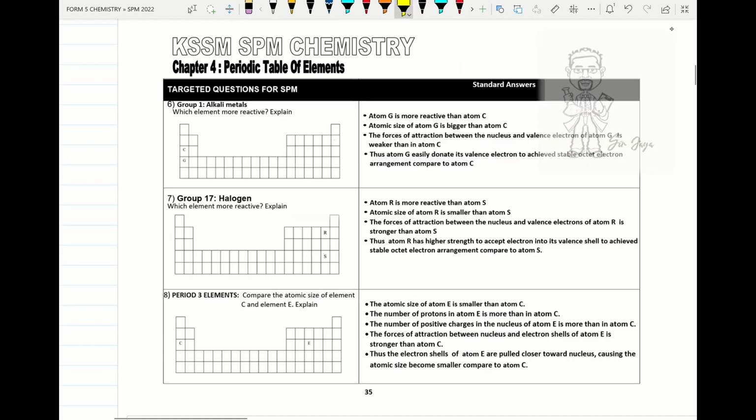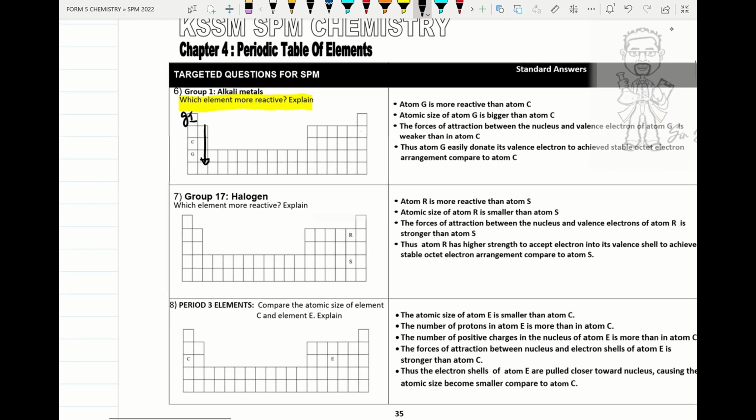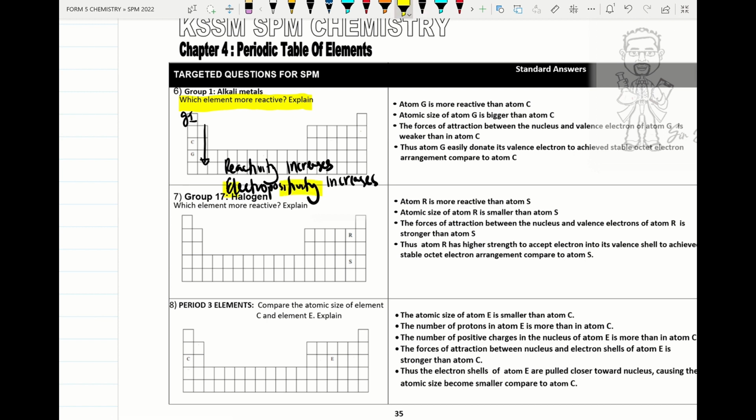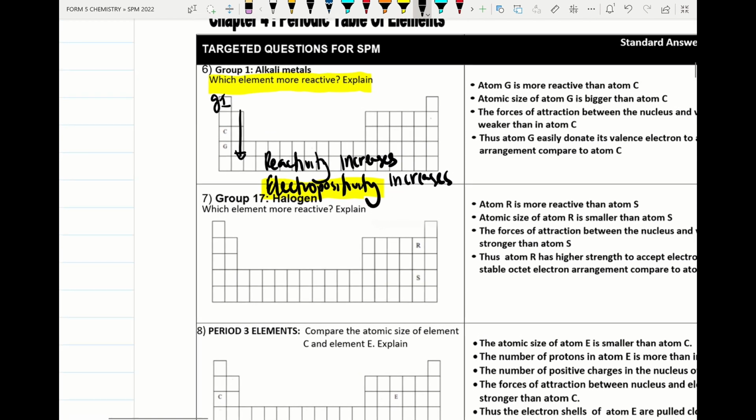At question number 6, which element are more reactive? So in group 1. So please remember group 1 element is known as alkali metal. When going down the group 1, please write down in the module, the reactivity will increase, and also please remember electropositivity also will increase. Electropositivity means the tendency of an element to donate its valence electron and form positively charged ion.